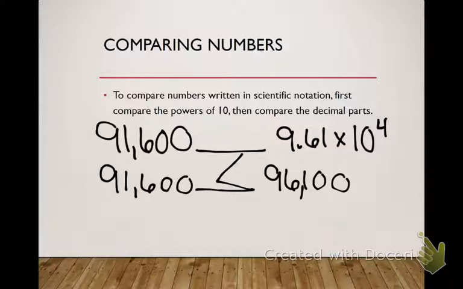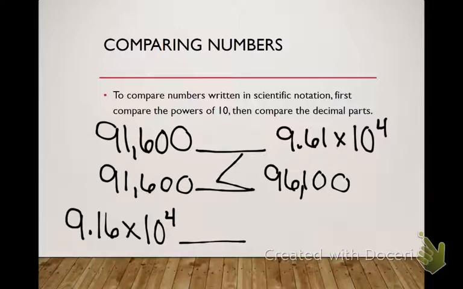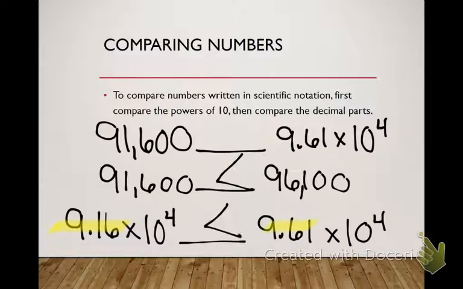Now, let's just say you decided to compare it in scientific notation. Let's look at it that way. How would I write 91,600 in scientific notation? 9.16 times 10 to the 3rd power. No, not 10 to the 3rd. 10 to the 4th power. Okay? Yep, I went 4 decimal places. And I'm comparing that to 9.61 times 10 to the 4th. So, because my exponents are the same, I look at my decimal values, and guess what? It's still the same. It's still less than.